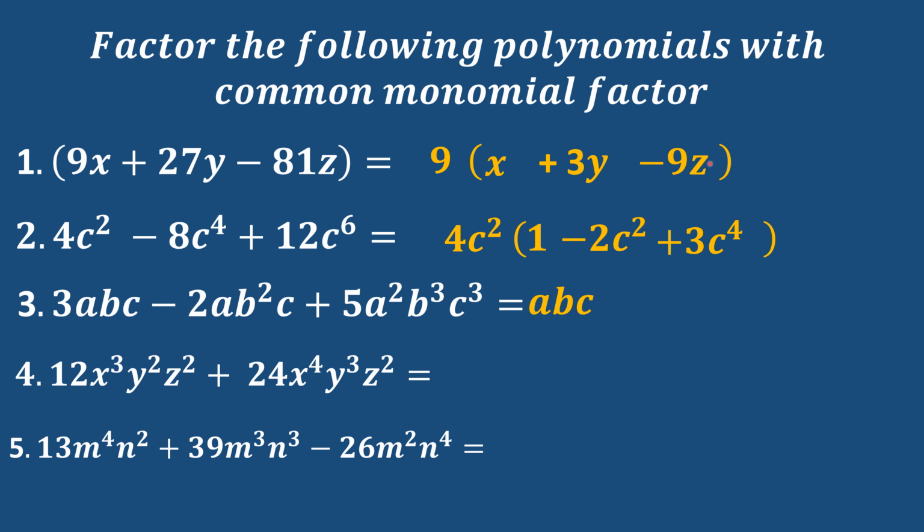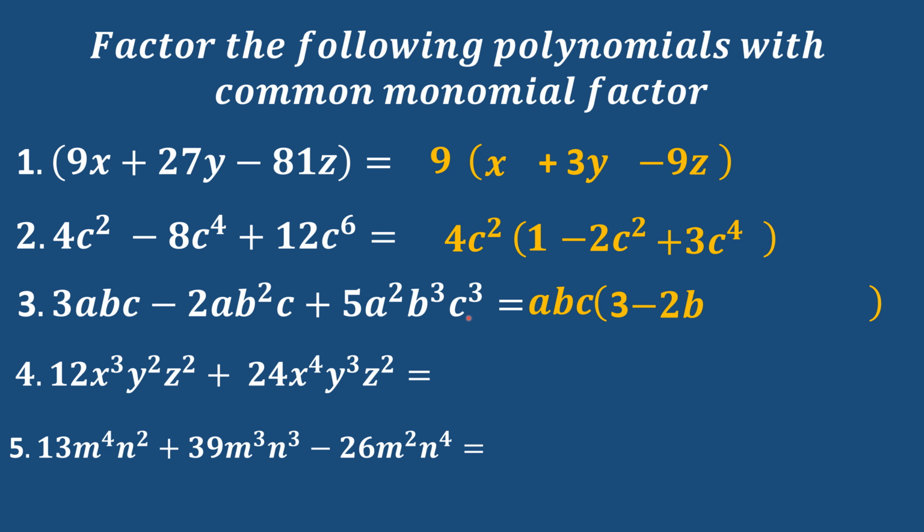And what is its other factor? We are done getting the common monomial, which is abc. So 3abc divided by abc will give us 3, while the negative 2ab squared c divided by abc, remember, we'll be getting a negative 2b because there is a b squared. If you will recall the law of exponents, we have to subtract the exponents when we divide common bases.